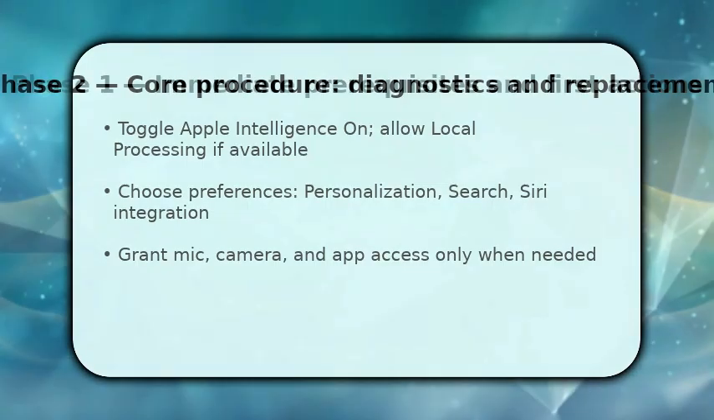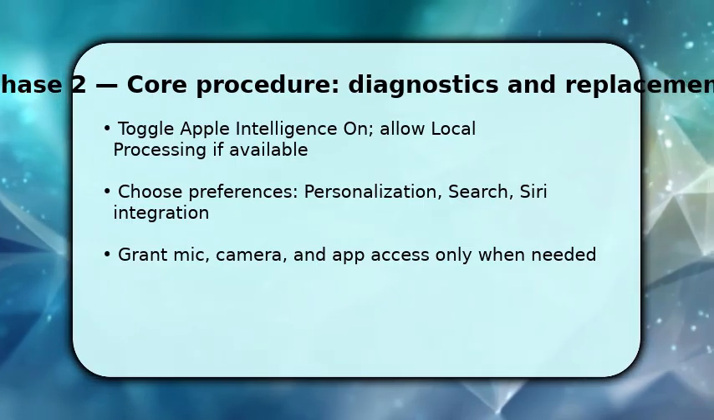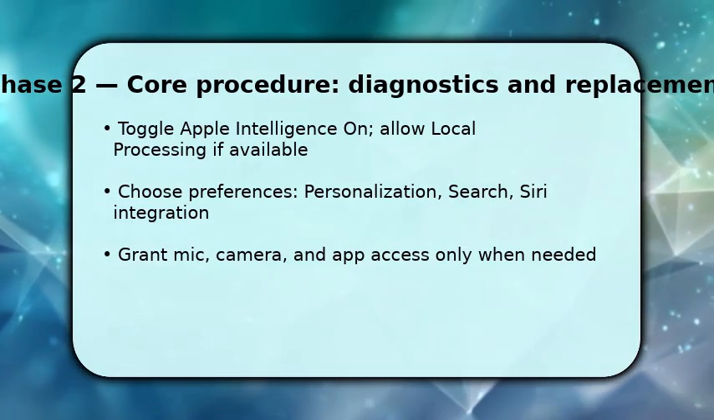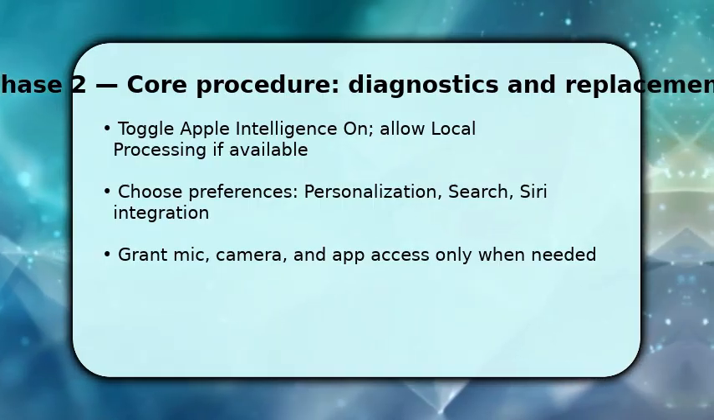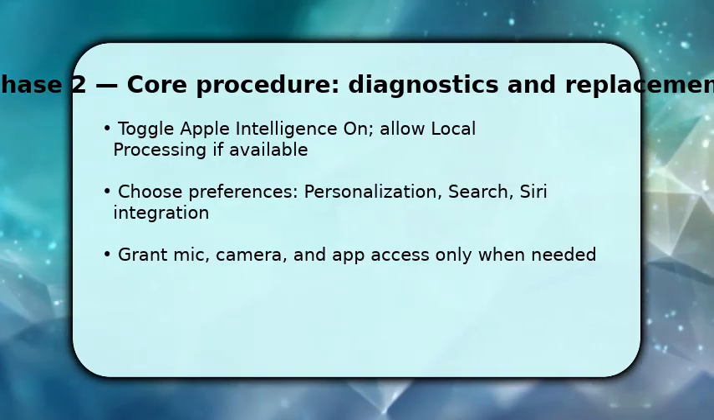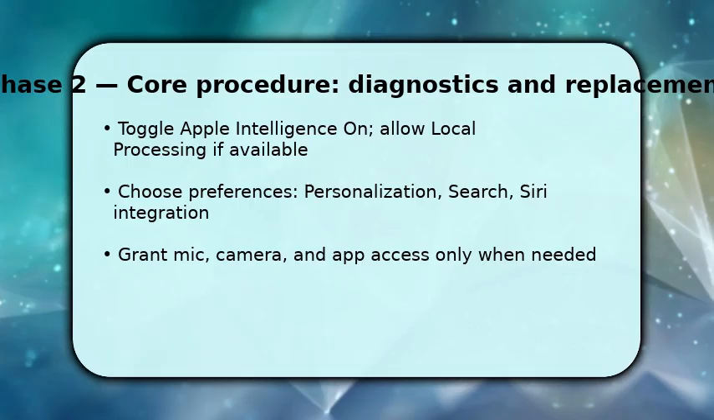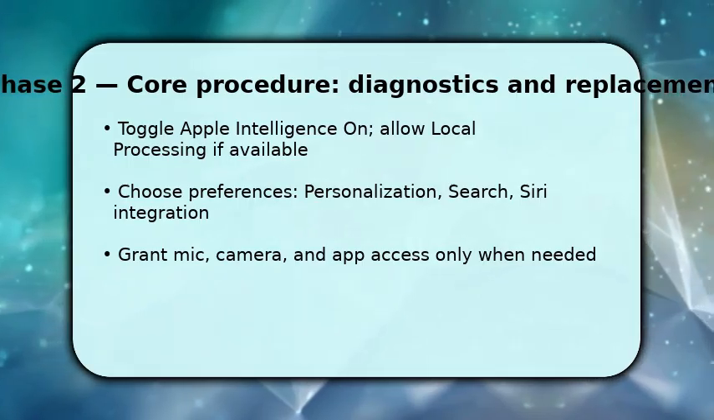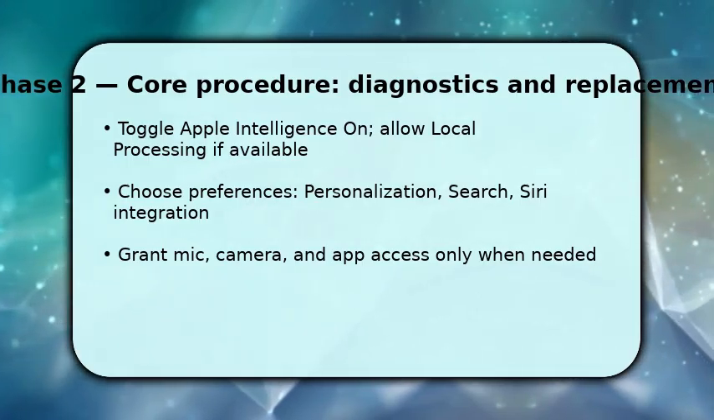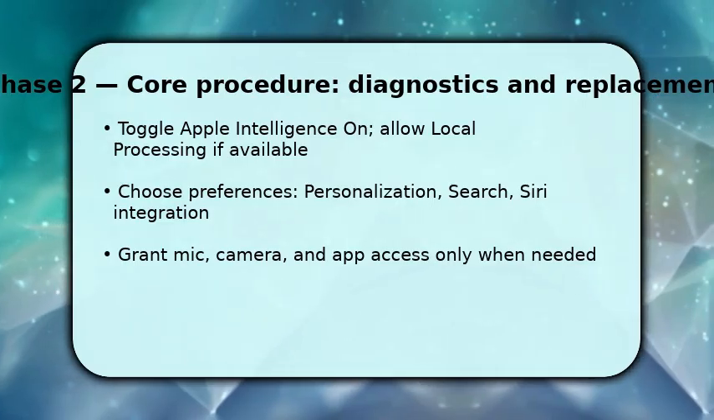You now enable features and set preferences. Turn Apple Intelligence on, then opt into local processing to keep analysis on device whenever possible. This reduces cloud exposure. Next, pick personalization options, what data to use for suggestions, search, and Siri integration, because that shapes performance and privacy. Make selective permission choices for mic, camera, and app access. Allow only what each feature requires.